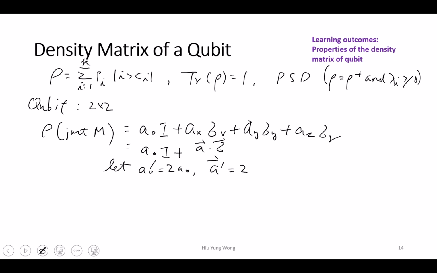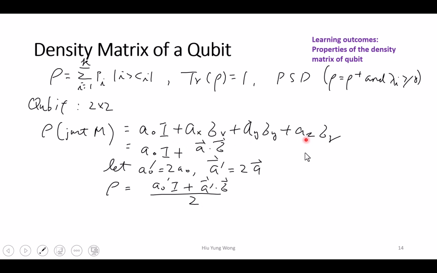And then A dash equals 2 A vector. I just have scaled it. I just use another constant, right? Make it 2 times. Then this equation, rho, is going to be A0 dash I plus A dash dot sigma, divided by 2. For some reason later. All I'm trying to do is just to make it divided by 2.